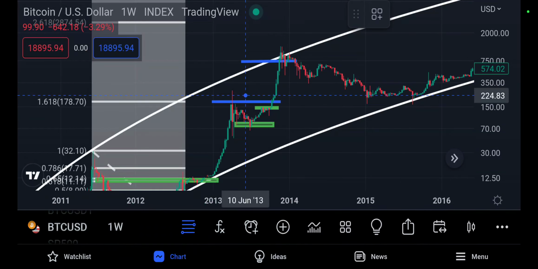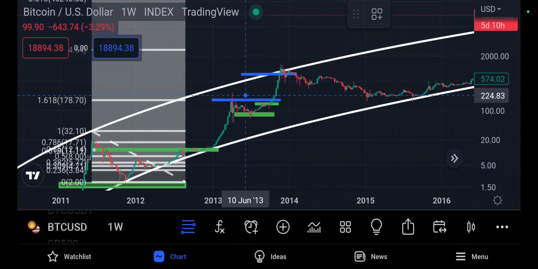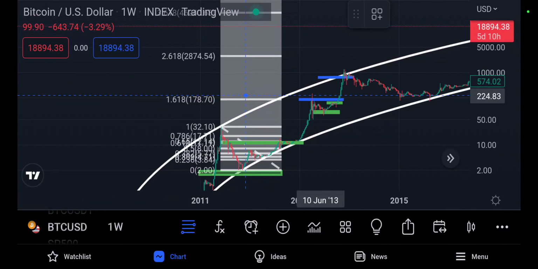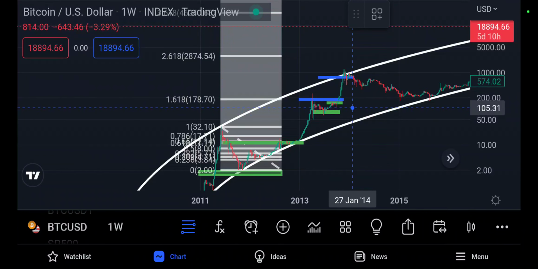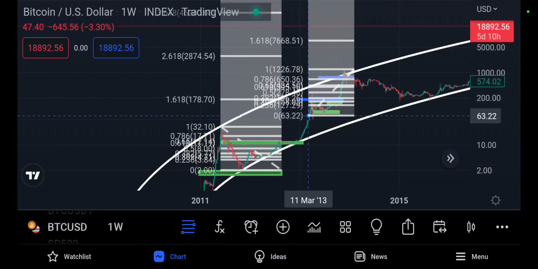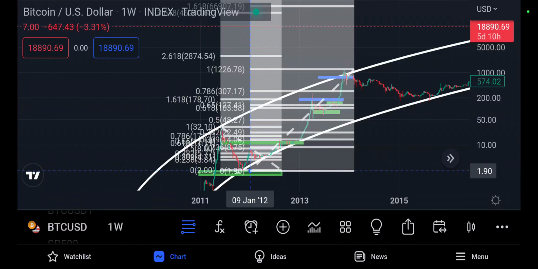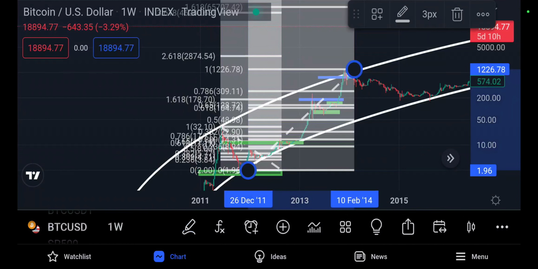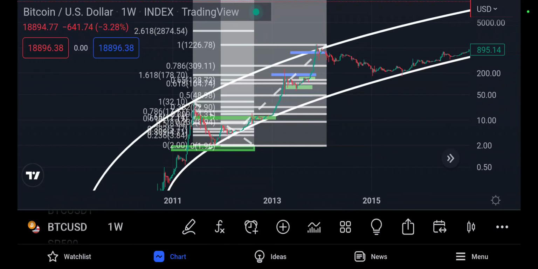Pull out Fibonacci retracement. So now what we do here is take another Fibonacci from the top price and bring this all the way down to the start of that trend.